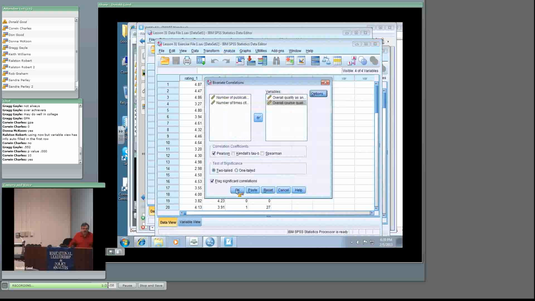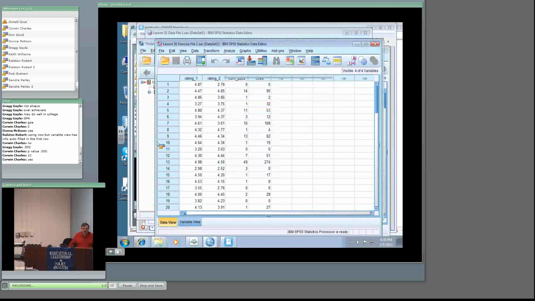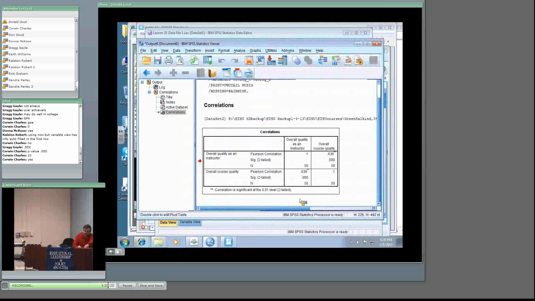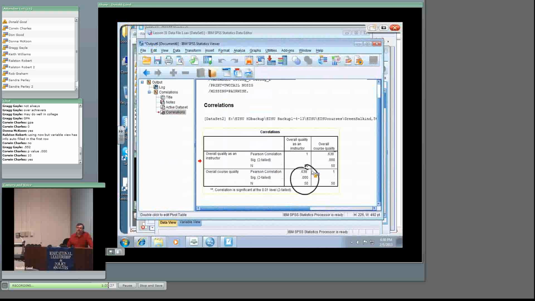I click OK. I get an output window. And I am told that R equals 0.638. P is less than 0.001, meaning there's a strong positive correlation between your rating of instructors and your rating of the quality of their courses.